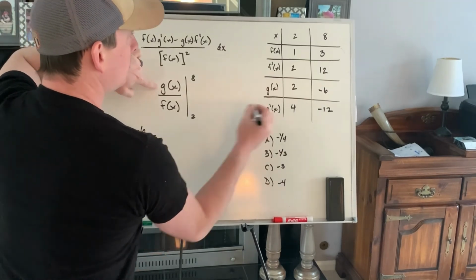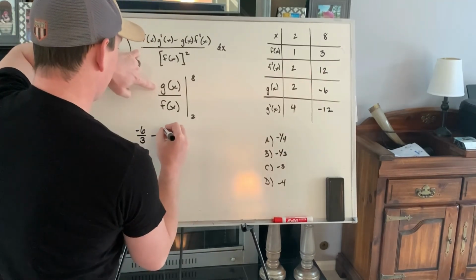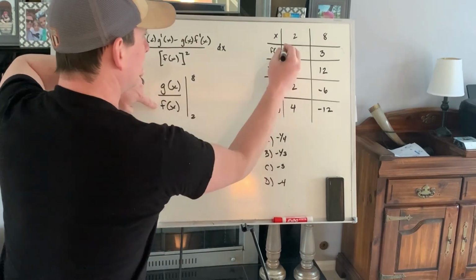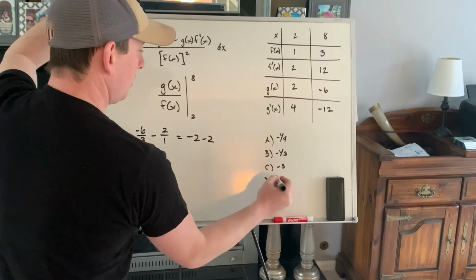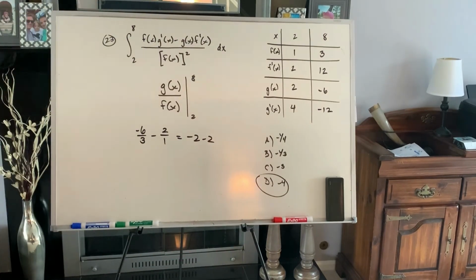And then g of 2, which is 2, over f of 2, which is 1. So negative 2 minus 2, or negative 4.